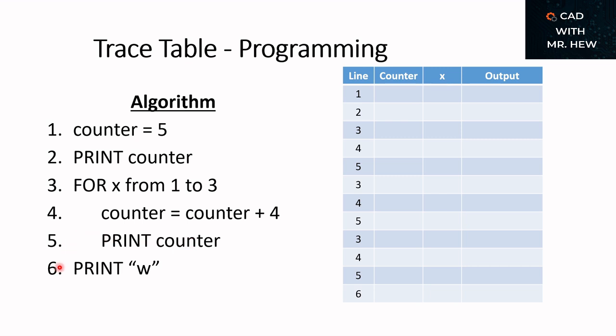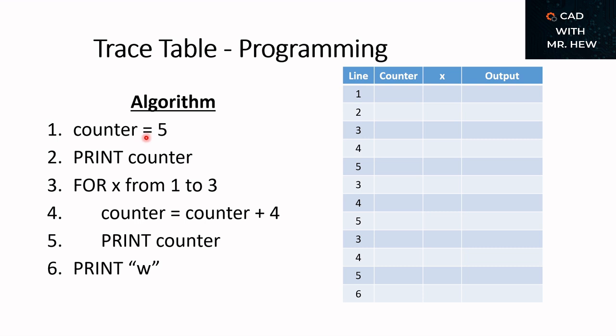And then line 6 in the algorithm is saying print the letter W on the screen, right? That's the computer screen as the output. All right, so let us go through now, and we're going to use our table to show you the different values that you have for the counter, which is a variable, then for X, and then the output. All right, so let us start now.